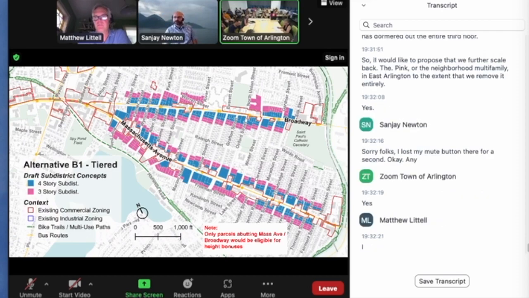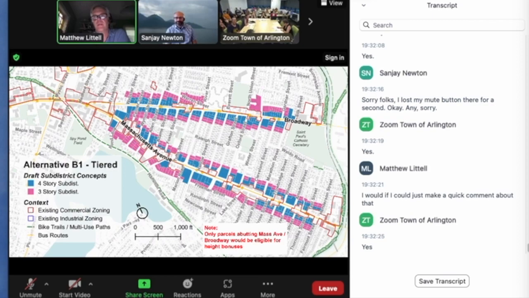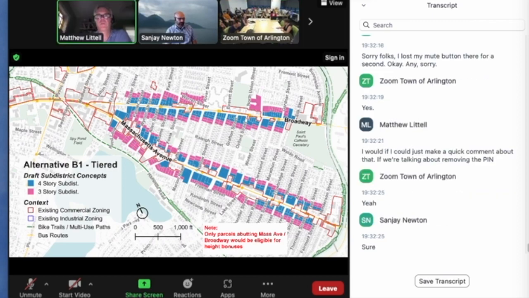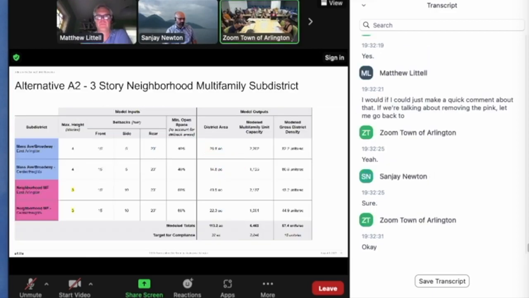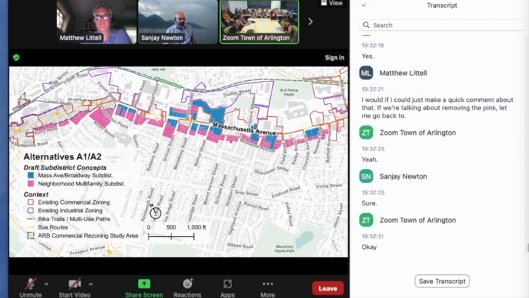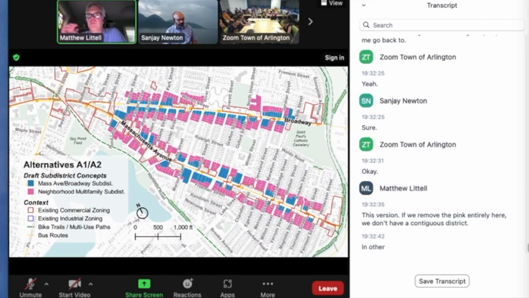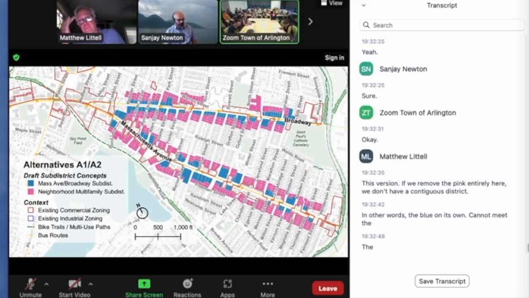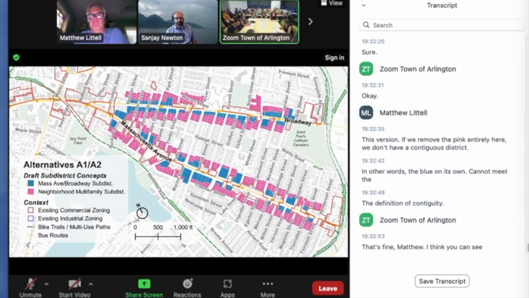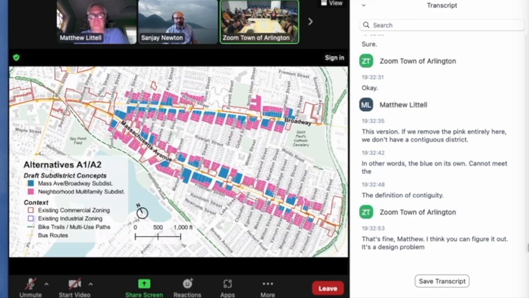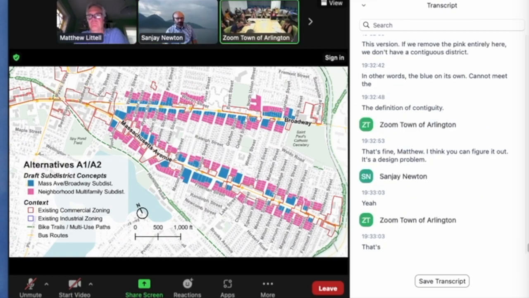I would, if I could, just make a quick comment about that. Sure. If we're talking about removing the pink, let me go back to this version. If we remove the pink entirely here, we don't have a contiguous district. In other words, the blue on its own cannot meet the definition of contiguity. That's fine, Matthew. I think you can figure it out. It's a design problem. We have faith, Matthew. That's not a good enough reason.